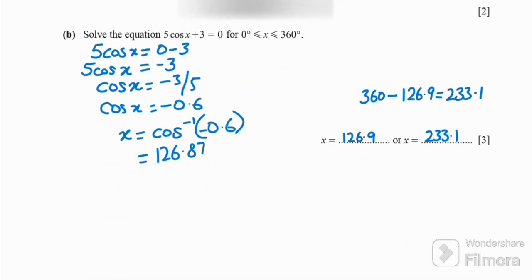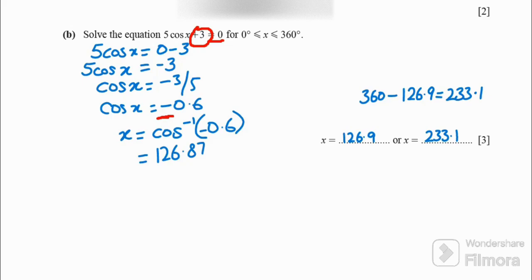Part B states solve the equation 5 cos x plus 3 is equal to 0. First we will move plus 3 to the right side, which will be minus 3. So we write 0 minus 3, which will be minus 3. Then we will divide 5 cos x by 5, and it will be minus 3 divided by 5, that will be negative 0.6. Then we will move cos from the left side to the right side. That will be cos inverse of minus 0.6, and the answer will be 126.87.